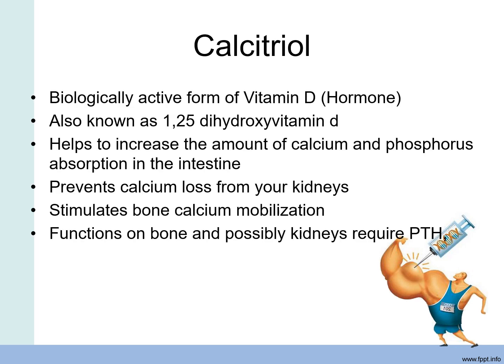Calcitriol. This is the biologically active form of vitamin D, also known as 1,25-dihydroxy vitamin D. This helps to increase the amount of calcium and phosphorus absorption in the intestines. And so in order for us to have appropriate calcium levels, we must have appropriate vitamin D levels as well.